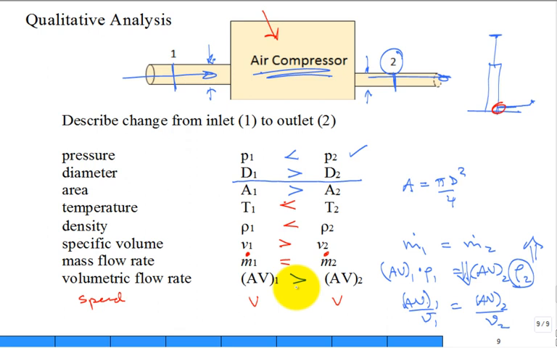Is that the right relationship? And then how about the speed now? Well, this is trickier because let's leave the diameters alone. I know that the outlet diameter is typically smaller, but leave it alone. It depends on the diameter. How big a change in diameter, right?